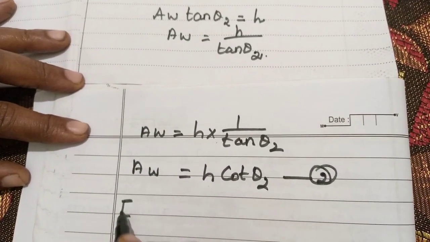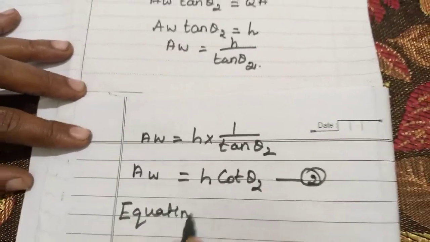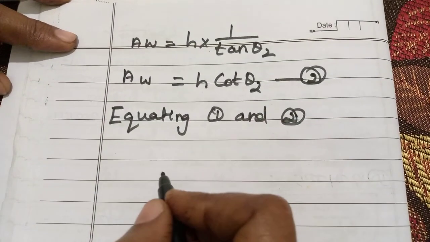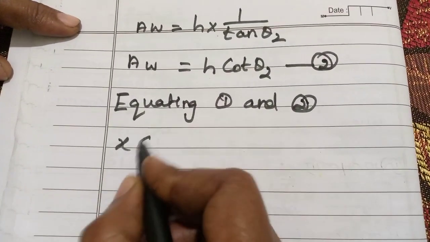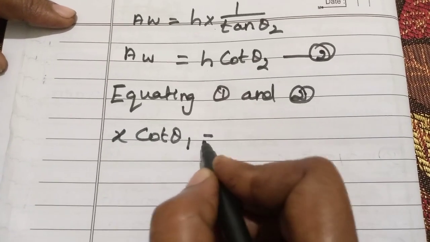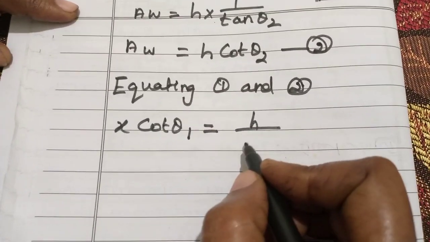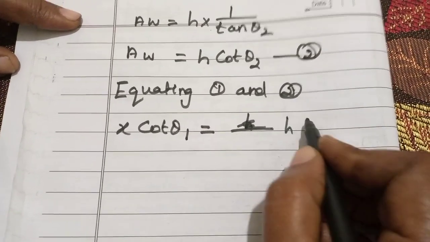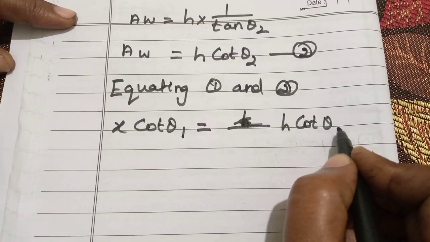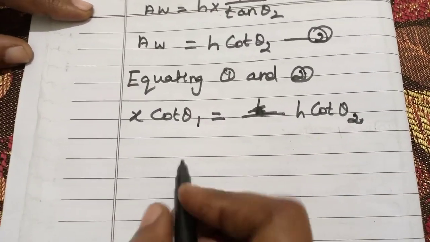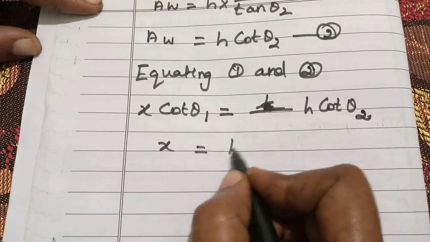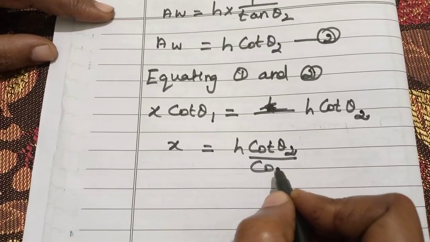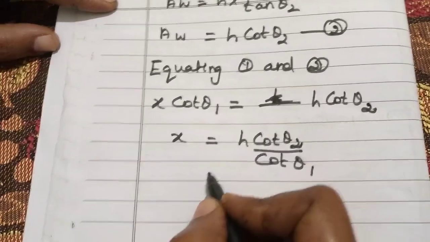Equating equation 1 and 2, we get equation 1, X cot theta 1, is equal to equation 2, height into cot theta 2. From here X equals height cot theta 2 by cot theta 1. Cot theta 1, it is the X value.